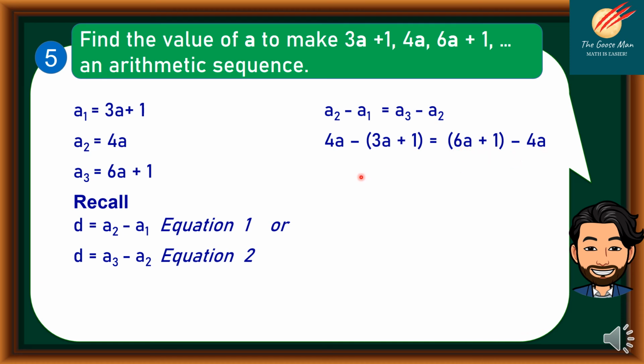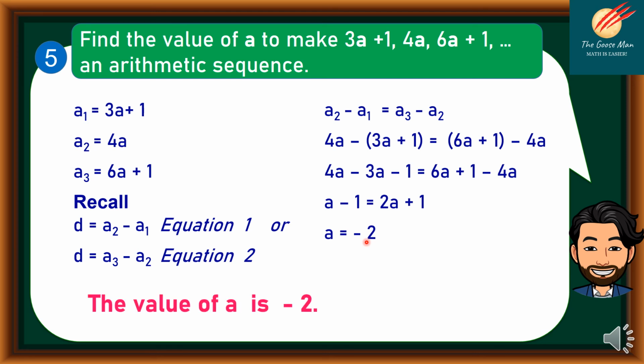So by manipulating this, I'll come up with 4a minus 3a minus 1. On the right-hand side, I have 6a plus 1 minus 4a. Simplifying it further, I have 4a minus 3a, that will result to a, minus 1. On the right side, I have 2a because 6a minus 4a is equal to 2a, plus 1. Then, to simplify it further, I have here a is the same as negative 2. So therefore, the value of a is equal to negative 2.